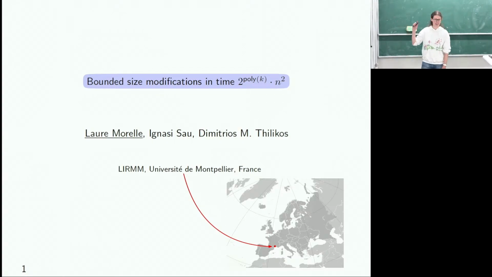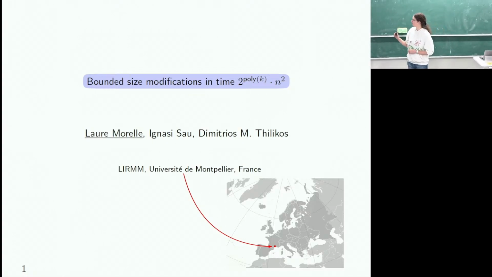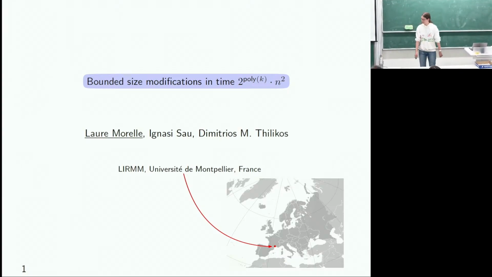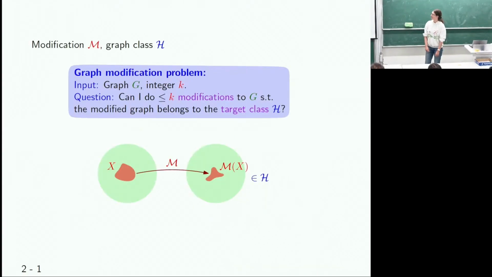So this is a talk about graph modification problems where the modification involves a bounding number of vertices. And this is a work I did with my PhD advisors, Ignatius and Dimitrios Tilikos in Montpellier. So first, what is a graph modification problem?